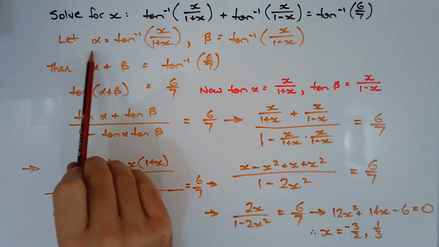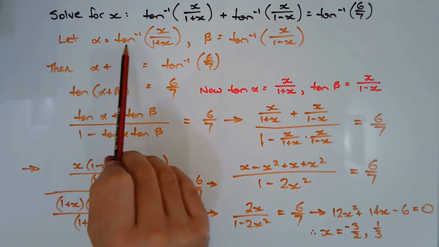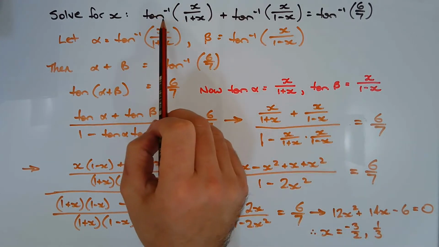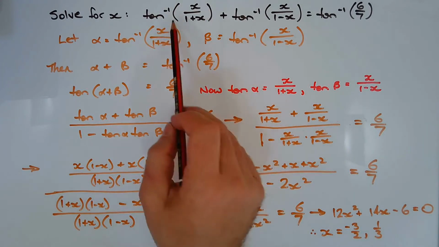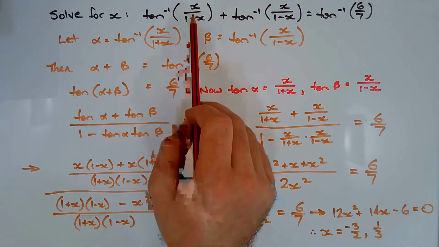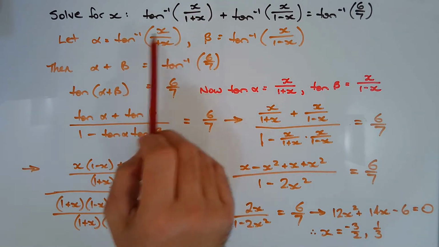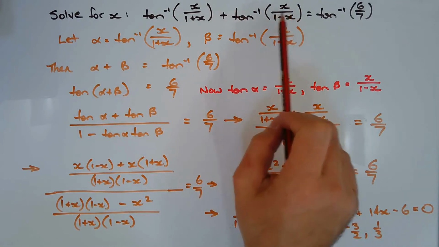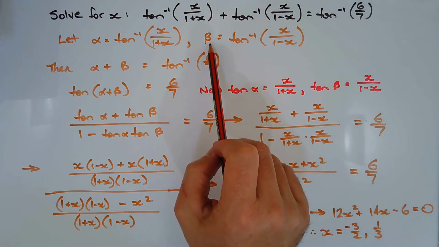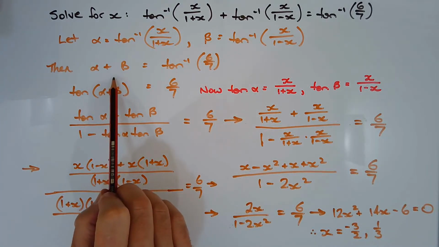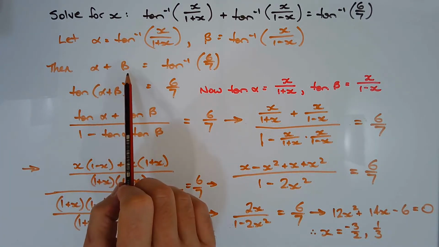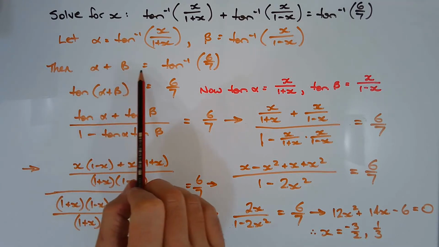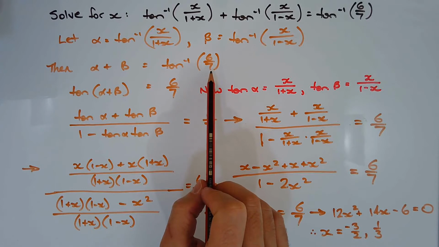So we're going to start off by letting alpha equal inverse tan of x over 1 plus x. Again, understanding that the inverse tan, in fact inverse sine or cos for that matter, of a ratio is in fact an angle. So I'm going to represent all of that with alpha, and I'm going to represent inverse tan of x over 1 minus x as beta. That means I can rewrite the equation in terms of alpha and beta. So alpha plus beta is equal to inverse tan of 6 on 7.